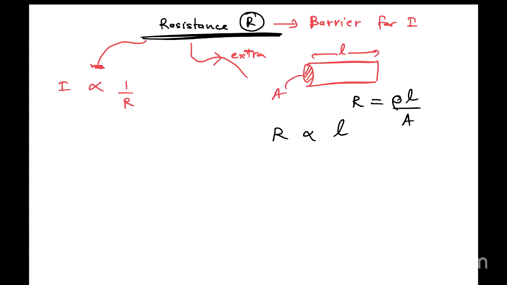Just imagine in a circuit, you are using lengthier and lengthier wires in order to construct it. So what will happen? The resistance will increase, right? And also here you can see the resistance is inversely proportional to the cross-sectional area, not the surface area actually, right? So if the cross-sectional area is higher, what will happen? The resistance will decrease.